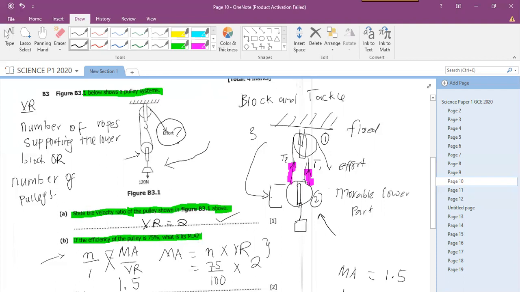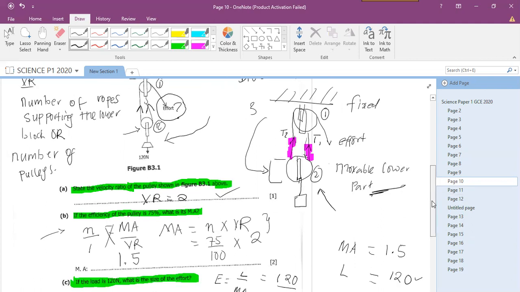Every time a question says state the velocity ratio, it means we're not calculating. Because this is a two pulley system, velocity ratio can be defined as the number of pulleys that you have, which is 2, or the number of ropes that are supporting this lower movable pulley, and there are 2. There's 1, there's 2. There are 2 pulleys, there's 1 pulley there, and there is another pulley there. So we say 2 pulleys. Therefore, our velocity ratio is 2.